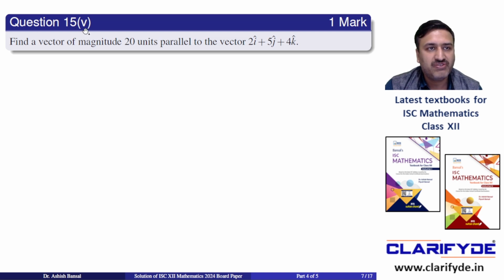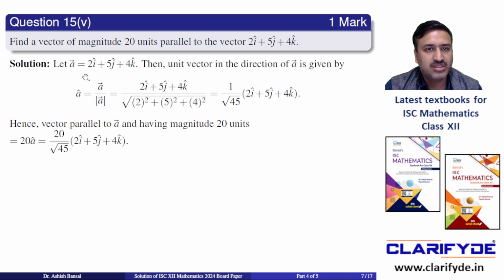Question number 15, fifth part. Find a vector of magnitude 20 units parallel to the vector 2i cap plus 5j cap plus 4k cap. So we are given a vector A. Let us first find the unit vector in the direction of A, and it is given by A cap equal to vector A by modulus of A. So this is the required unit vector in the direction of A. Now we have to find a vector which is parallel to A and having magnitude 20 units. So that required vector is 20 A cap, which is this vector.